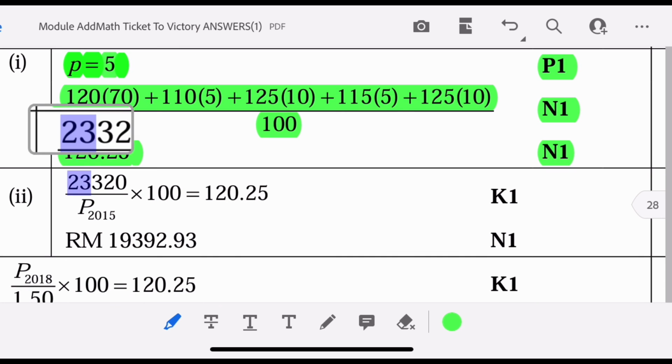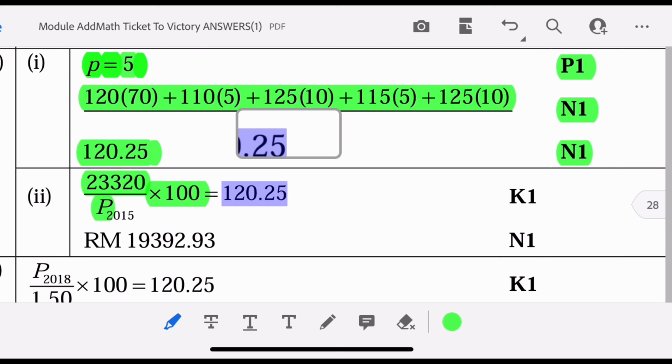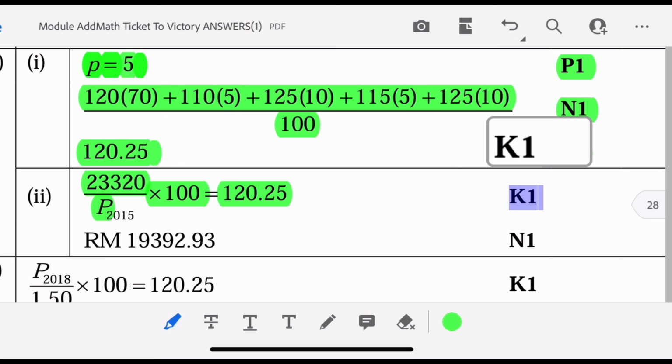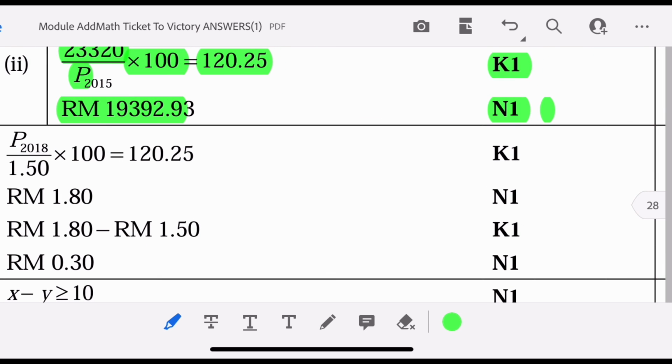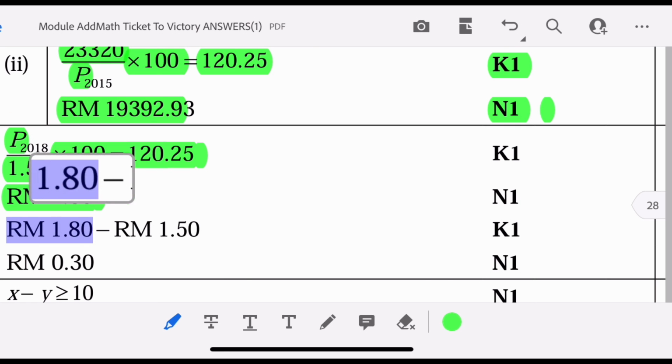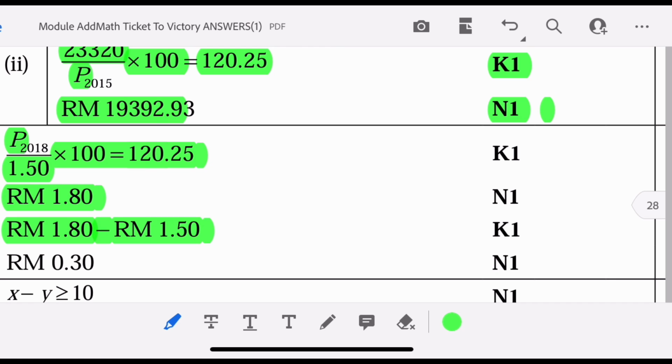And for B2, we have to find the cost for 2015. We use a composite index, so that's the working marks, and the answer is 1 mark. Finally, we find the increase of the price of the cost, still using the composite index. From RM1.80 minus the original price RM1.50, there is an increase of 30 cent in terms of the cost.